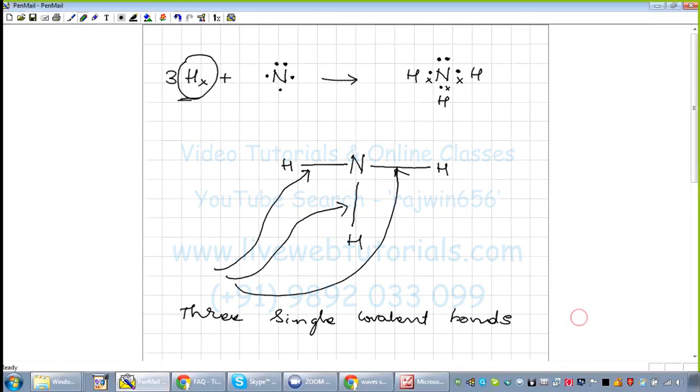Even how many bonding pairs of electrons and how many lone pairs of electrons are there, such types of questions are also asked in your past paper. So in the ammonia molecule, how many lone pairs of electrons will be there? There will be one lone pair of electrons and there will be three bonding pairs of electrons. Okay, this was the formation of the ammonia molecule.